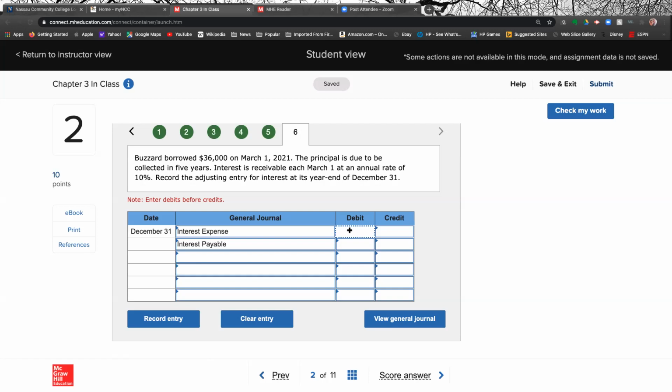So what's 3,600 times 10 over 12? Or, if you don't like that, you could say $3,600 is a year's worth of interest. 3,600 divided by 12 months is $300 a month. And how many months do we want? 10. So interest expense is $3,000.